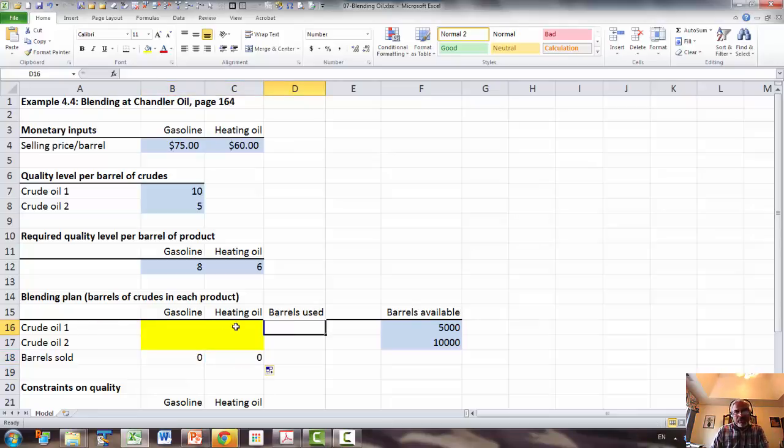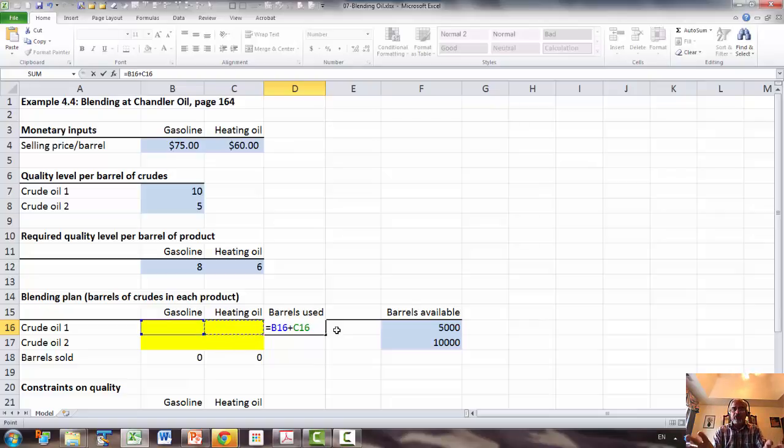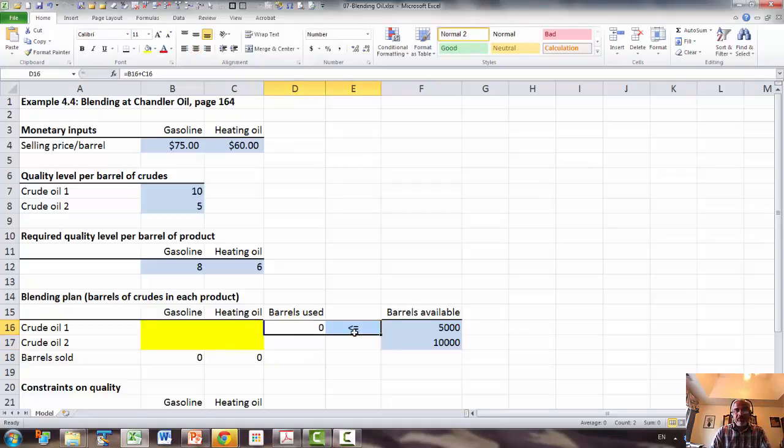And if you add this way, that will tell us how many barrels of crude oil 1 will be used in total: crude oil used for gasoline plus the same crude oil used for heating oil. And that should be less than or equal to how many barrels are available.